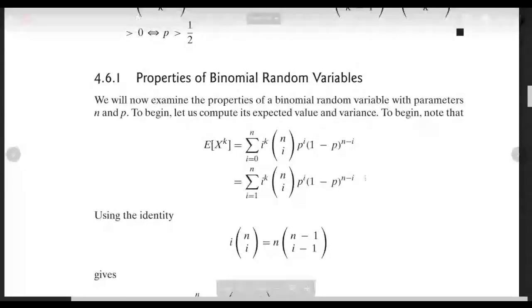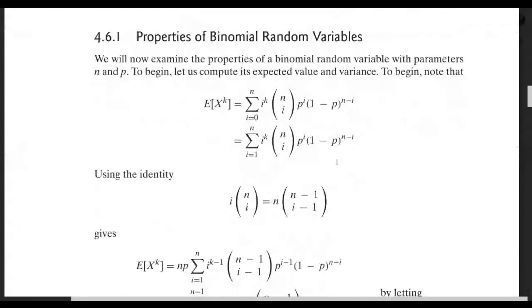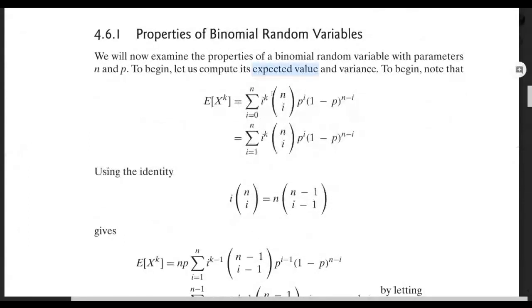Okay, let's see some properties of the binomial random variable: expected value and variance. So the expected value of X raised to the k. That would be the sum of i raised to k times n choose i. We had this before, now we just have this i raised to k, and i goes from 0 up to n. Right, that's how we calculate.